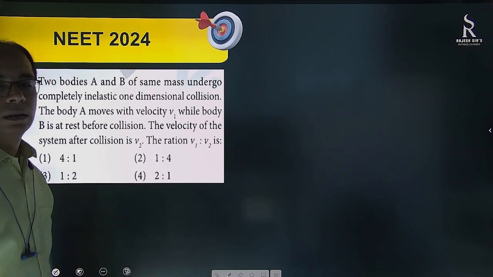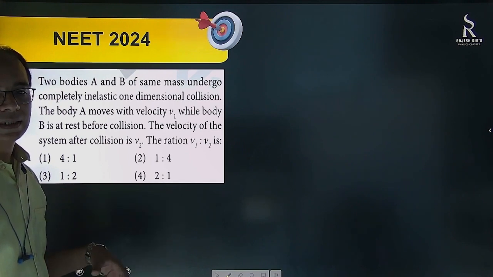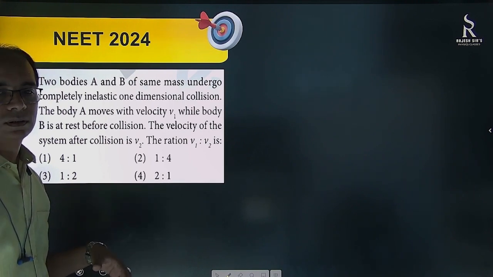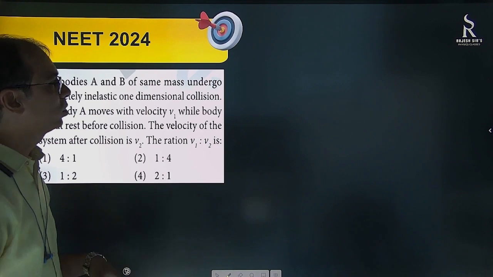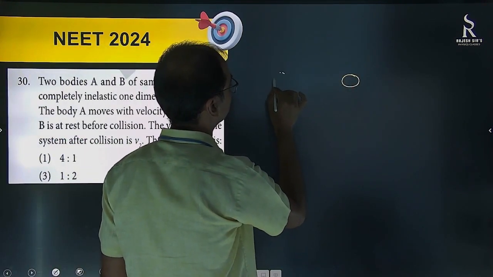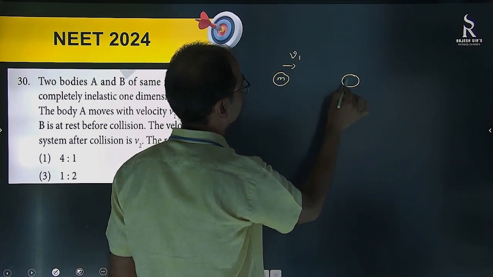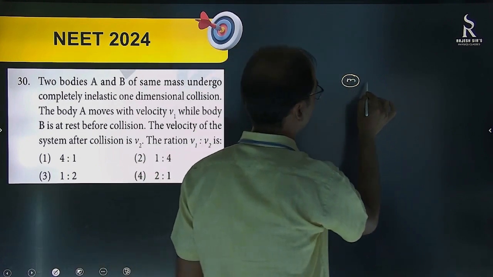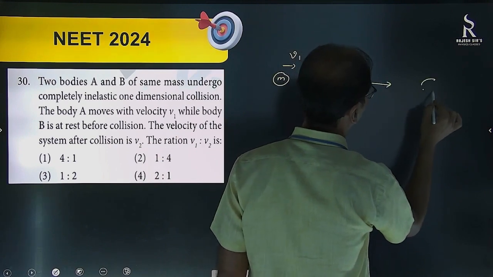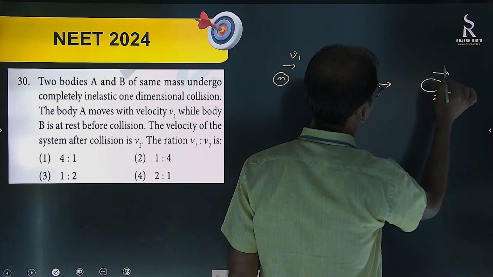Two bodies of same mass undergo completely inelastic one-dimensional collision. Before collision, what was there? One body was at rest and one body was moving with speed v1. Masses are m. And after collision, what will happen? Both will move together as mass 2m and they will move with v2.